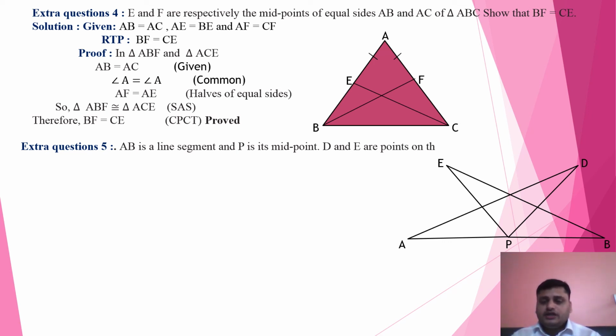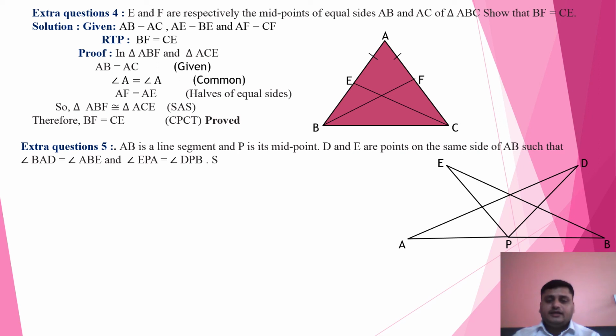And also it is given D and E are points on the same side of AB, such that angle BAD is equal to angle ABE and angle EPA is equal to angle DPB. We need to show two things. First part, that triangle DAP is congruent to triangle EBP, and the second one, AD is equal to BE.